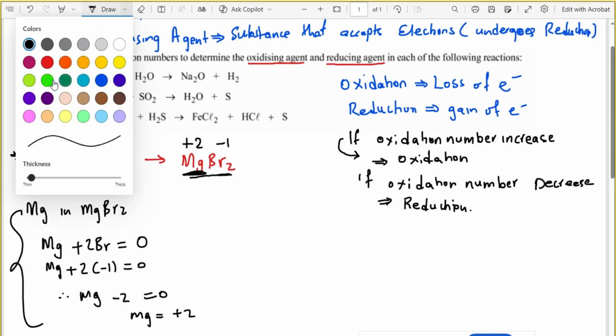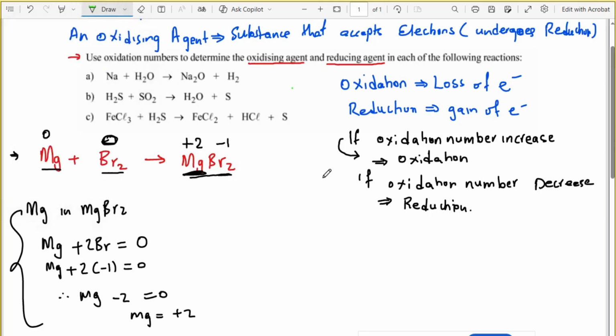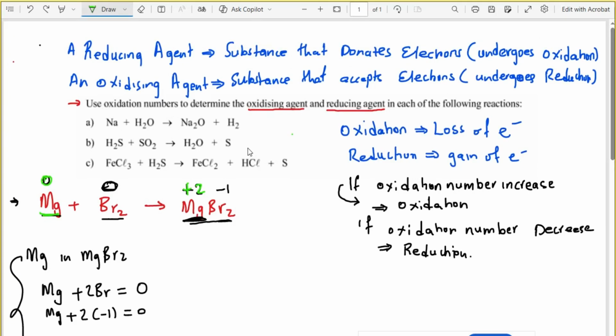100%. Okay, so now when you look at that Mg, look at the oxidation number. It starts from 0, then on the product it's +2. So this tells you that the oxidation number increased. We said that if the oxidation number increased, what will Mg be? So this tells you that Mg is oxidized. You understand?